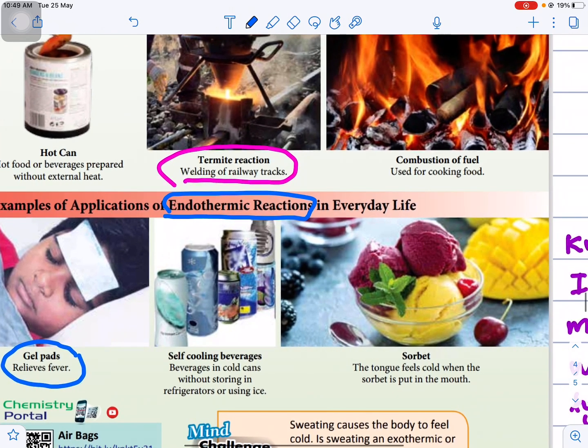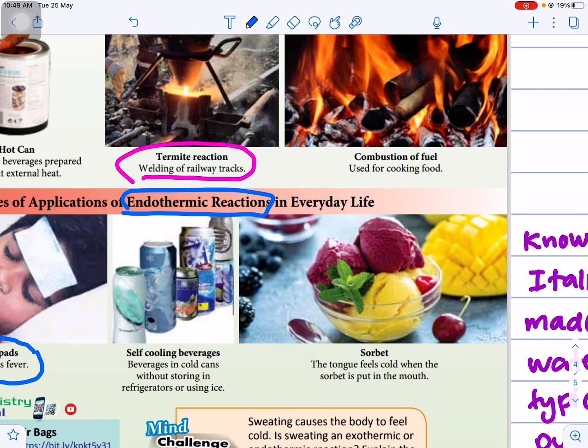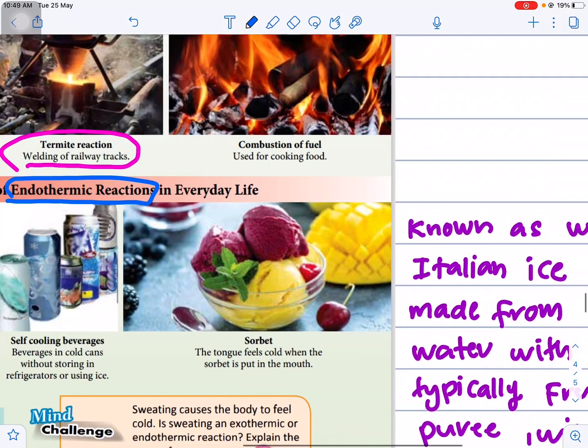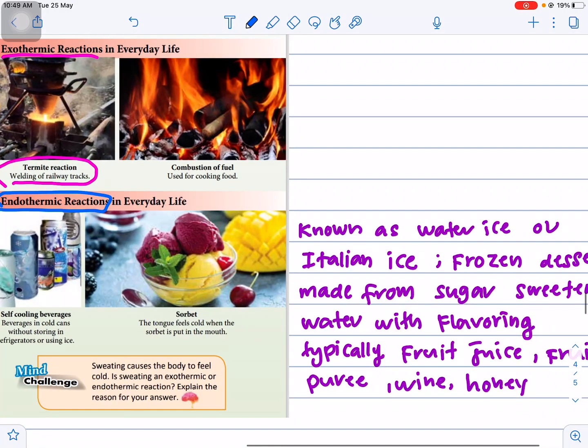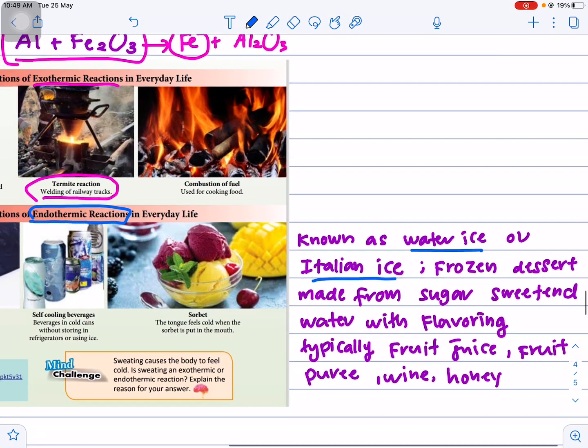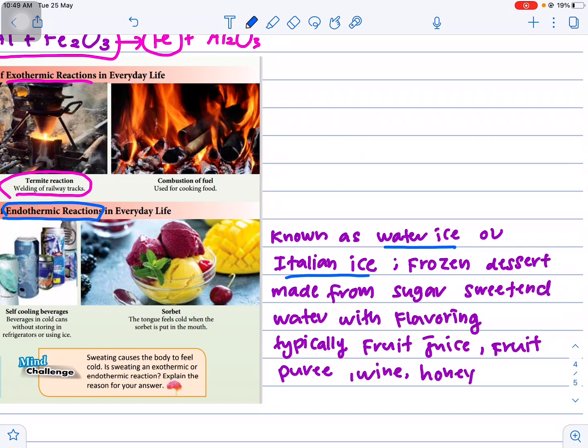Okay, and then the last one we have is the sorbet. What is sorbet? Sorbet is also known as water ice, or Italian ice. When you put the sorbet in your mouth, you will feel cool. The sorbet is actually a frozen dessert made from sugar-sweetened water with flavoring, typically fruit juice, fruit puree, wine and honey.